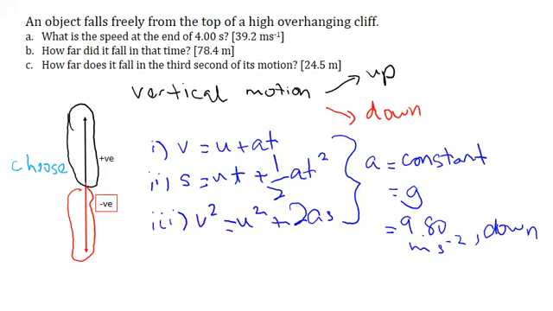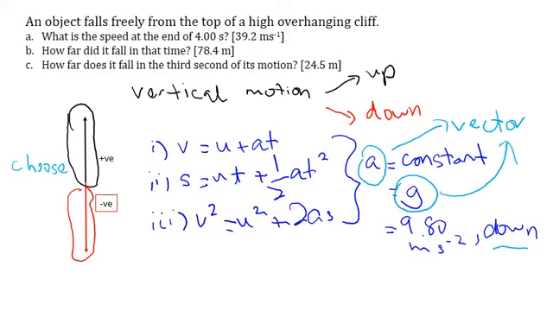Now, why am I assigning the direction down? It is because acceleration is a vector. So gravitational acceleration is also a vector. Any vector quantity must have a magnitude and direction.